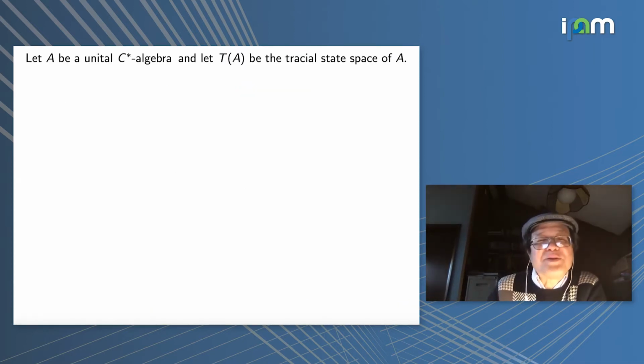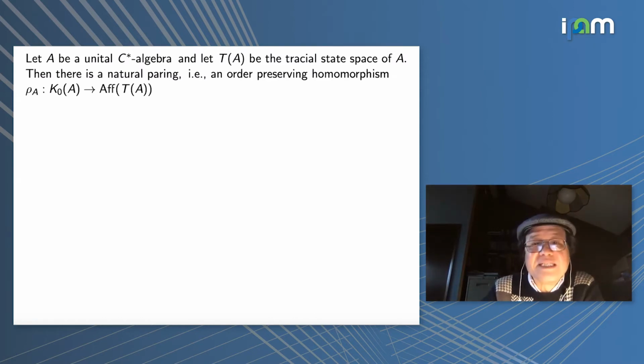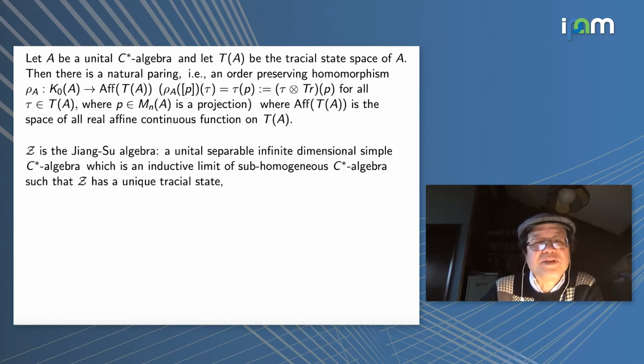But let me start with the unital C-star algebra. T of A is the tracial state space, and there is a natural pairing, an order preserving homomorphism from K0 to the real continuous affine functions on the tracial state space. Now I'm not going to really talk about that. Let's move ahead.